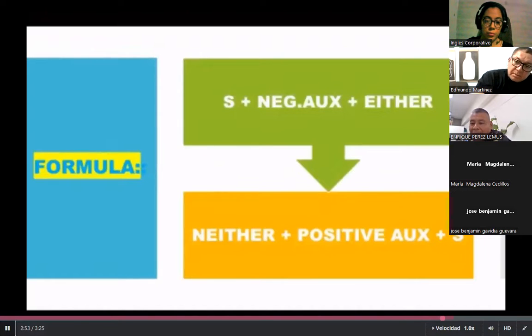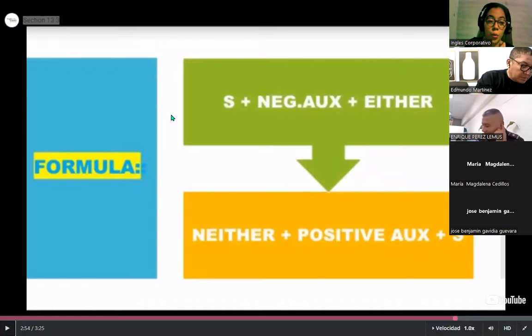Subject plus negative auxiliary. Okay, and you can see on your screen, this is the correct grammar structure that you are going to follow when you want to say something using neither and either. Okay, for example, aquí está, mire, always you are going to use neither plus a positive auxiliary plus subject. And always that you have to use subject plus negative auxiliary plus either. Yes? Do you know what I mean? Thank you, teacher. Okay, excellent. This is very important.